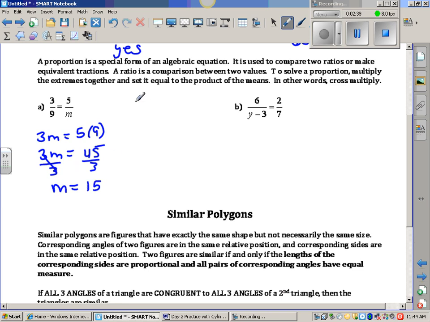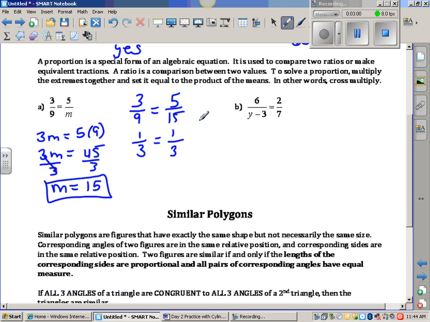So what this is saying is, every time I see an m, I plug in a 15. Now, does 3/9 equal 5/15? Well, if we want to reduce 3/9, you can divide by 3 and get a third. And if you want to reduce 5/15, divide by 5, you get 1/3 equals 1/3. And we did it correctly. So there's your value for m.